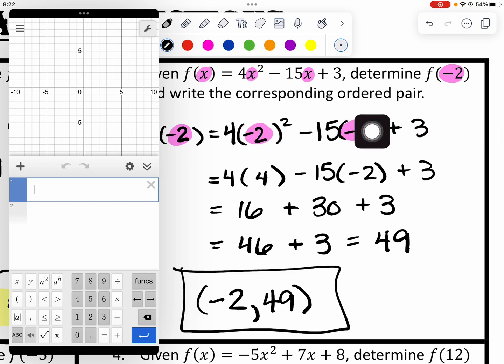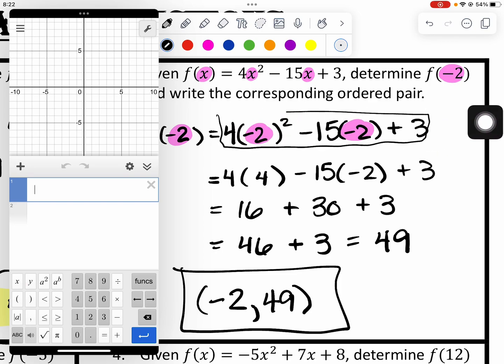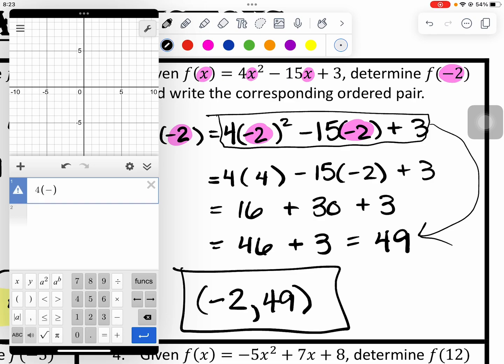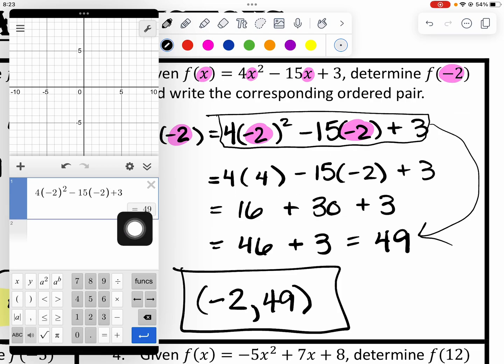As long as you're using your parentheses appropriately, we'll enter this into the calculator and we'll see that we get the exact same value back. So we're going to do 4, parentheses, negative 2, squared goes on the outside of the parentheses, minus 15, parentheses, negative 2, and then plus 3, and there we have it. Your calculator will follow the order of operations for you. You just have to be very careful that you use your parentheses and your signs appropriately, or you could get the wrong answer if you enter this in incorrectly. Make sure that you write it out first.